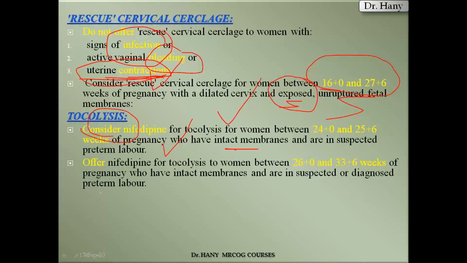You will offer it between 26 and 34. So make it clear: offer it between 24 and 34, less than 34, 33 plus 6. So consider giving between 24 and 26, and offer it between 26 and 34 or 36 plus 6.